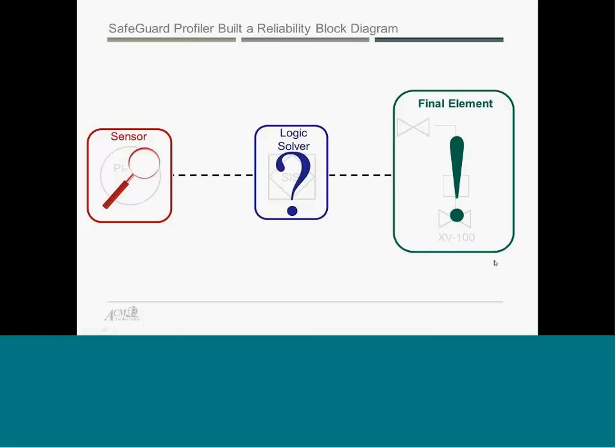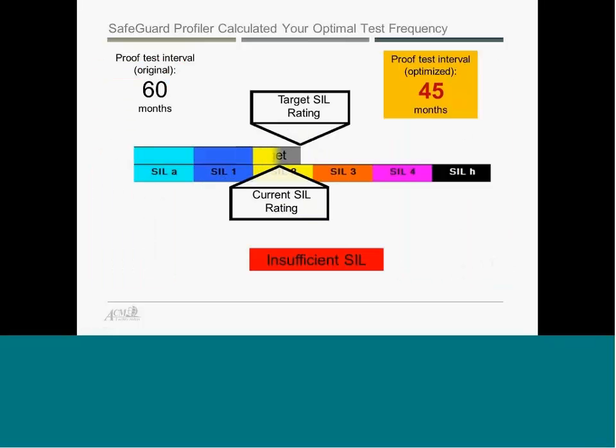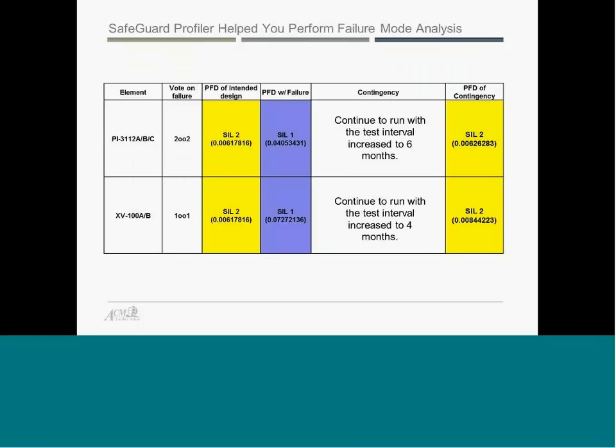It built a reliability block diagram, so visualization of what the SIF is going to look like, and helped you determine the proof test interval you needed in order to make your current SIL rating, the SIL rating of the SIF, meet your required SIL rating coming out of the SIL determination. Also helped you perform failure mode analysis. So each of these elements, what can fail within it, and how do you deal with that failure? How often do you need to test?